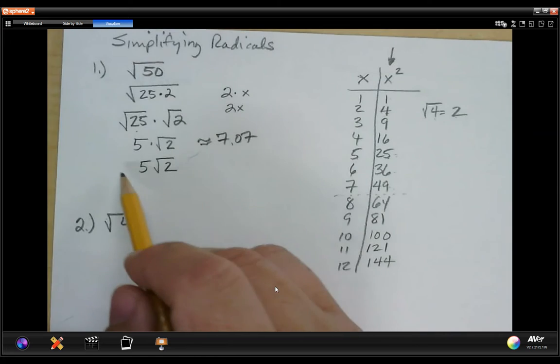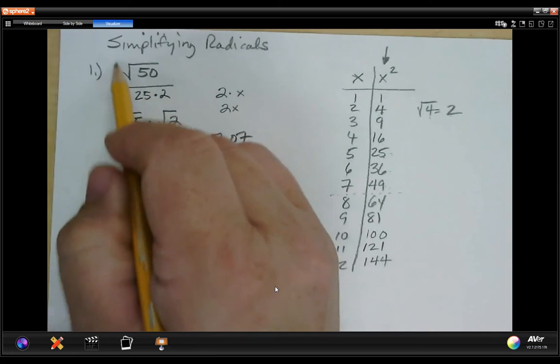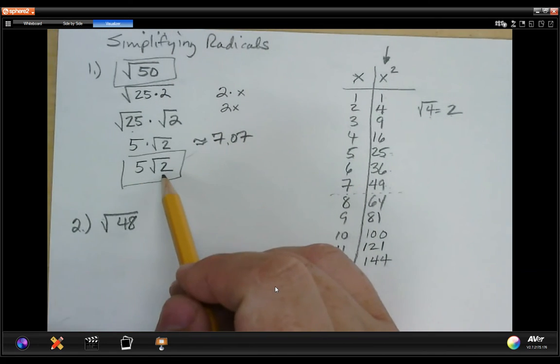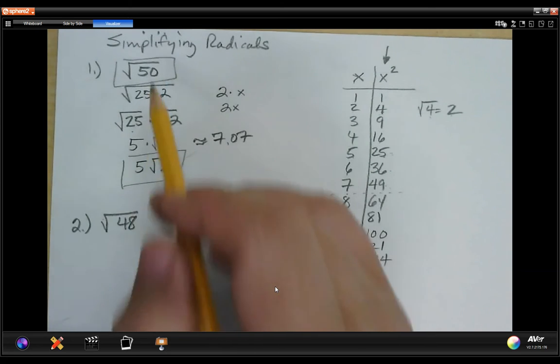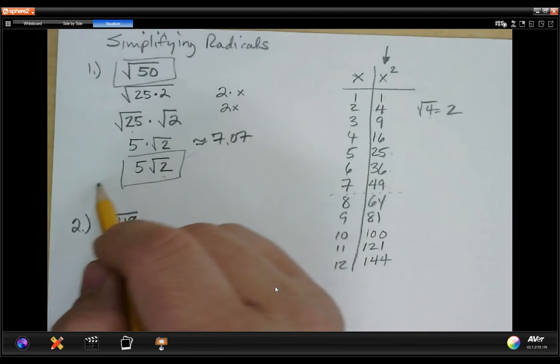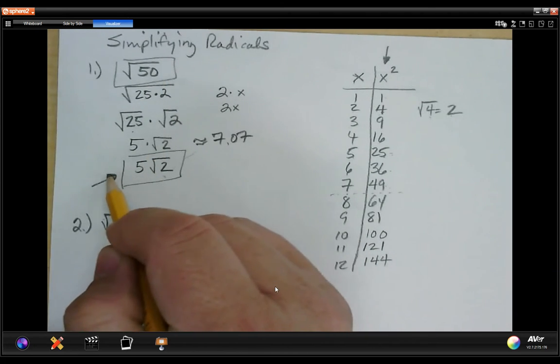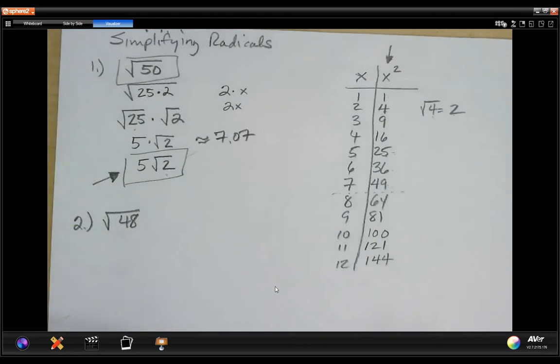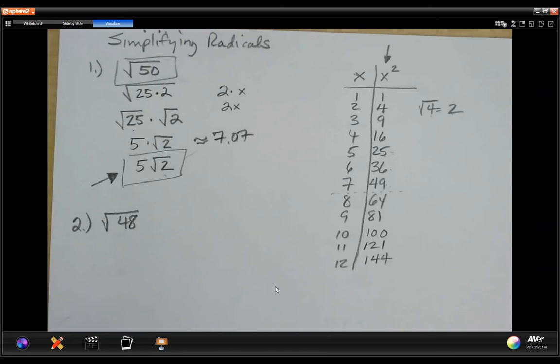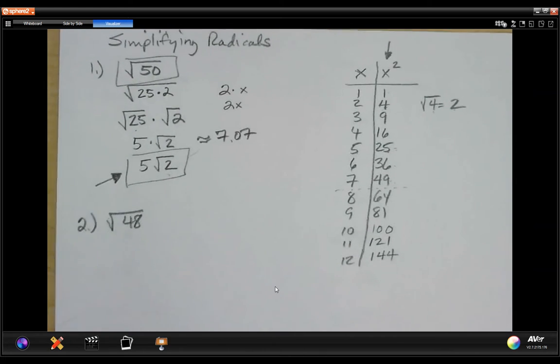And so these are equivalent to one another, but this is this answer in simplest radical form. Okay, so this would actually be your answer that you're looking for. Again, this is a very difficult subject to try to get into, but it's something that's necessary that we need to look at. So let's look at another one.